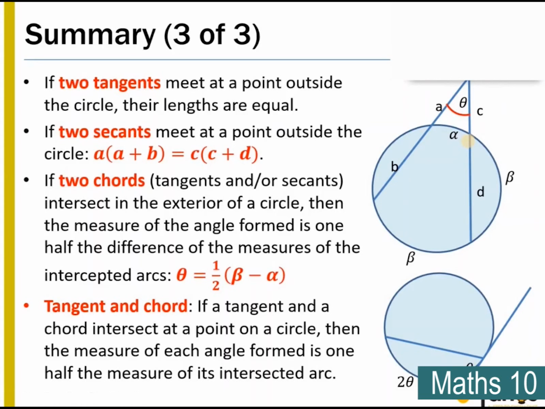Tangent and chord. If a tangent and a chord intersect at a point on a circle, then the measure of each angle formed is 1/2 the measure of its intercepted arc. So in this case, theta is 1/2 of the measure of this arc here.